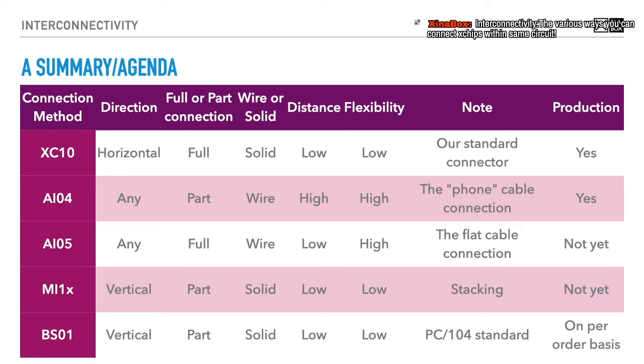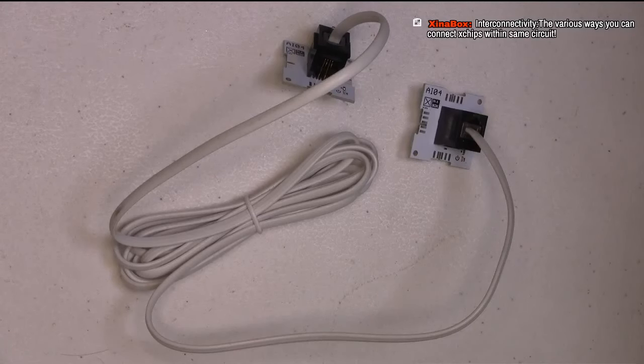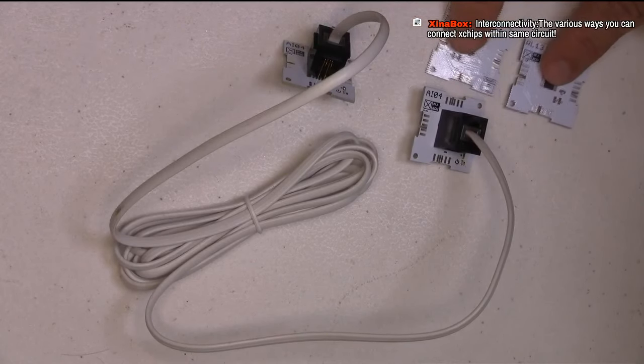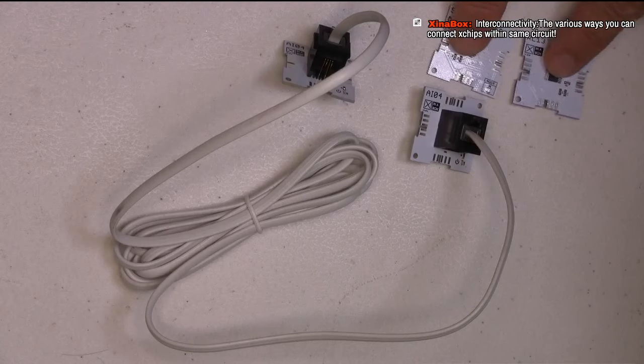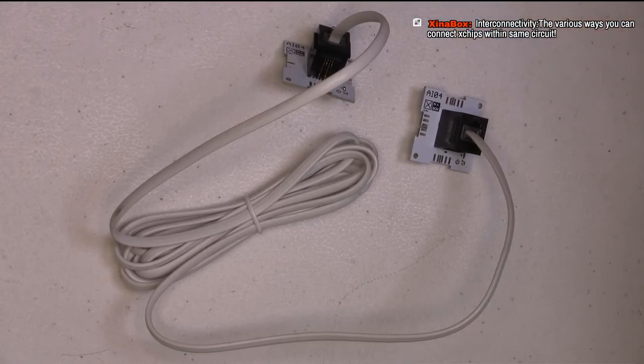We have our XC10, which is our normal connector. There's not a lot to say about that because that's the one we've been using all the time. In my little diagram here, you can see that the direction of how they connect is horizontal. So they're flat, lying next to each other. When I have two xChips, like these two here, I connect them together in a horizontal plane like that, using a connector, obviously.